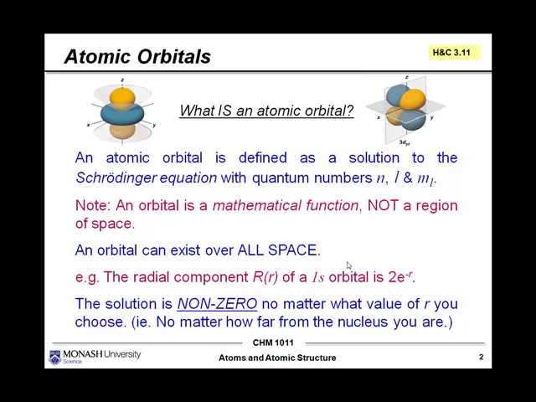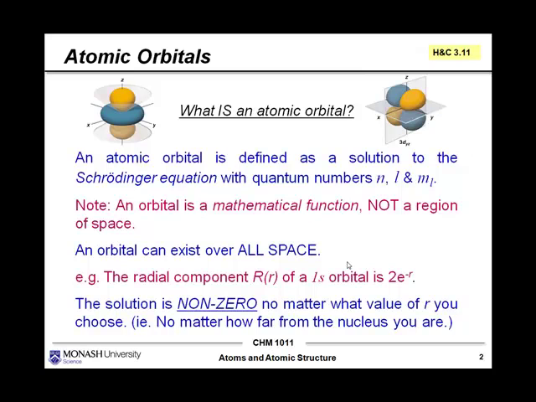What exactly is an atomic orbital? I think this is something that is often a point of confusion for people studying chemistry for the first time. An atomic orbital is defined as a solution to the Schrödinger equation. And it's defined by quantum numbers: n, the principal quantum number; l, the angular momentum quantum number; and ml, the magnetic quantum number.